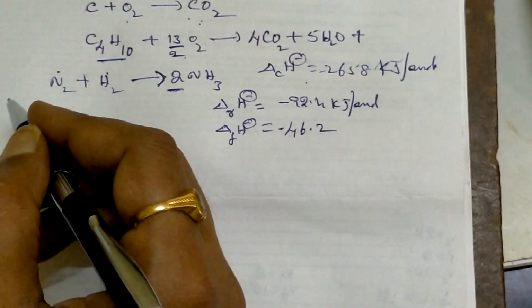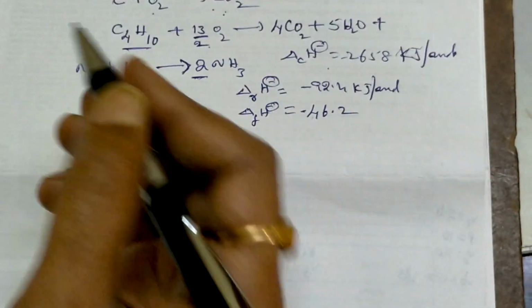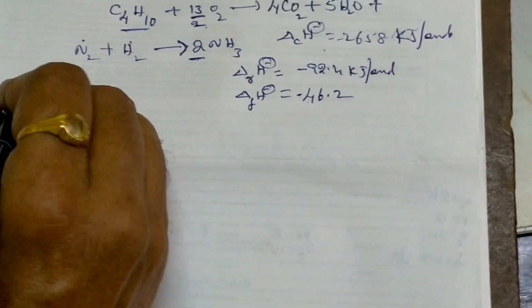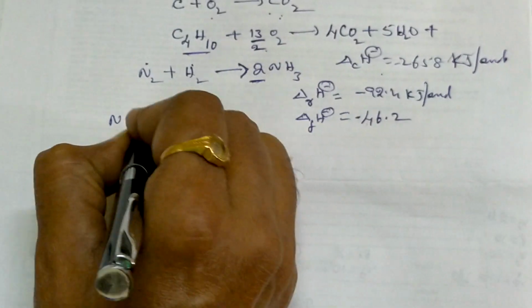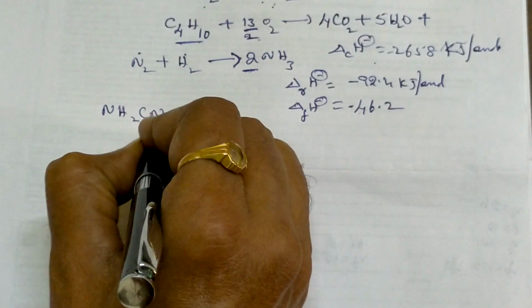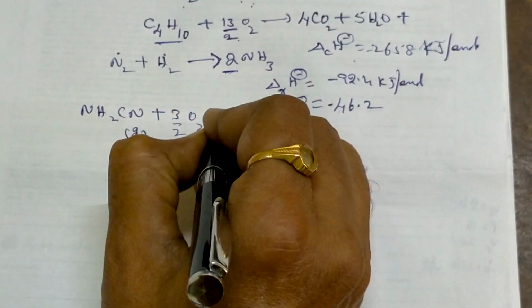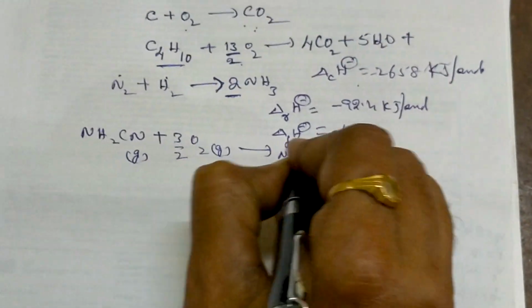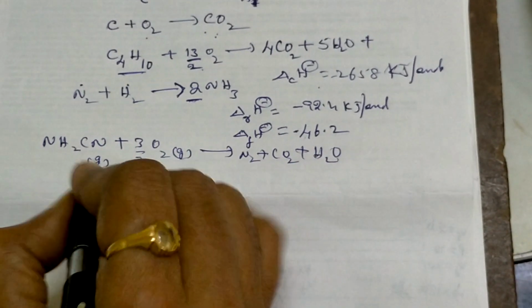The bomb calorimeter, we have seen the enthalpy and the internal energy. Internal energy was given for one of the compounds, ammonium cyanide, NH2CN. It is a gas. Here it is a gas, which is most important, and oxygen is also again a gas, giving nitrogen plus carbon dioxide plus water. Delta U is given.